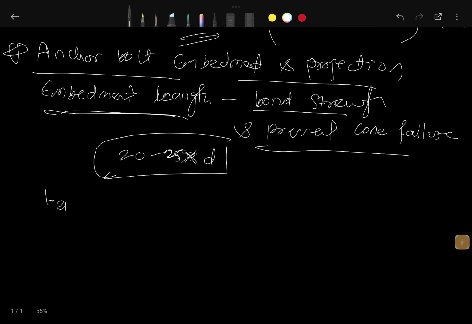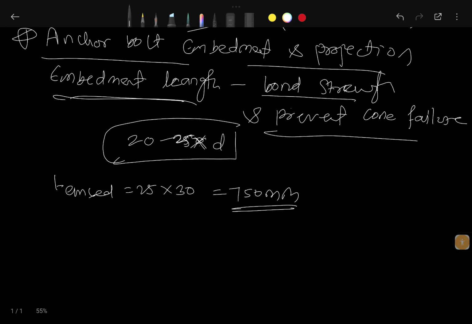Here the embedded length we consider 25 into 30, we get a value of 750 mm. Okay, this 750 mm is sufficient. This is very long, so often a properly designed anchor bolt with a heavy base plate washer at the end is used. For a 30 mm bolt, a practical embedment of 500 to 600 mm is common, but it must be checked for pull-out capacity as per IS 456 or the anchor bolt design guide.